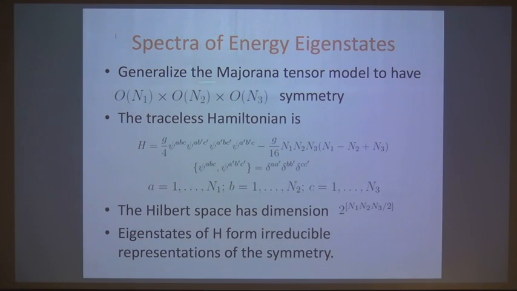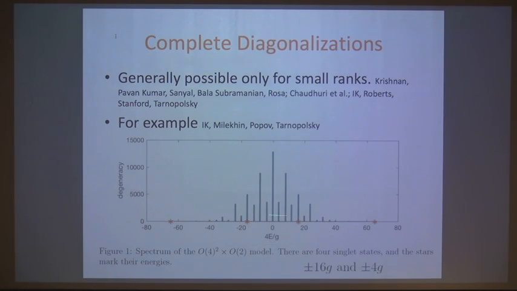At small N, you can just try to diagonalize this problem. The problem you immediately run into is that the Hilbert space grows very fast, like 2 to the N cubed over 2. You can generalize it to O(N1) cross O(N2) cross O(N3). And eigenstates of H form irreducible representations. So the biggest case that you can do on MATLAB is something like this. It's O(4) cross O(4) cross O(2). Look at the degeneracies. You see these huge degeneracies, right? It doesn't look at all like the SYK case, where you see no degeneracies. The degeneracies are just for the very simple reason that there are these representations of O(4).